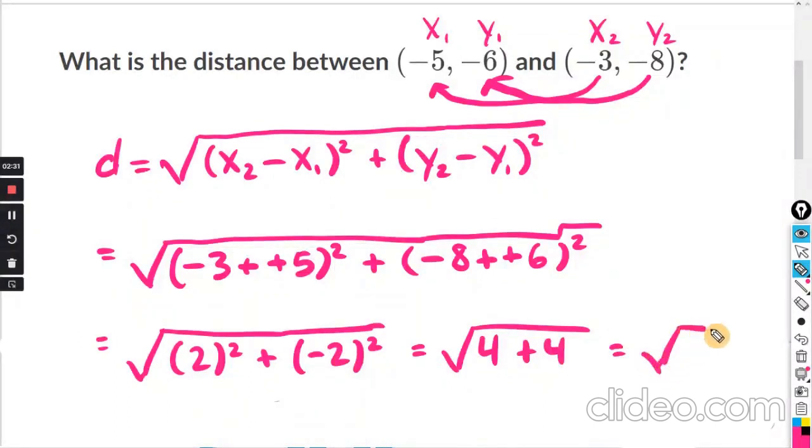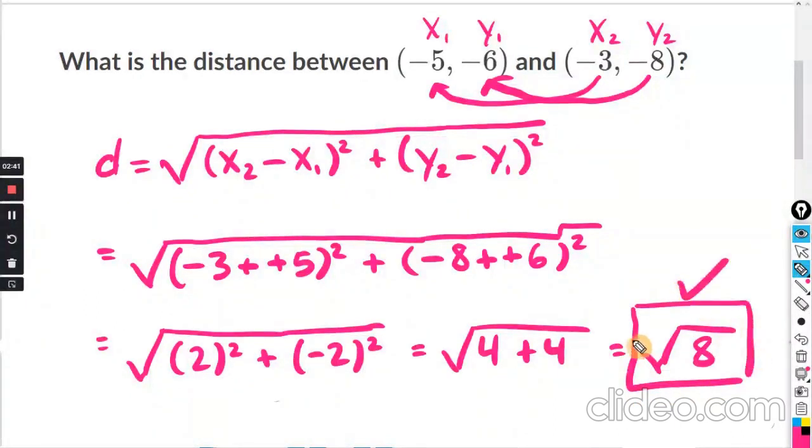And don't forget, that's still under the square root. So we don't round off for these. It's going to be multiple choice. Okay, and that's your final answer, the square root of 8.